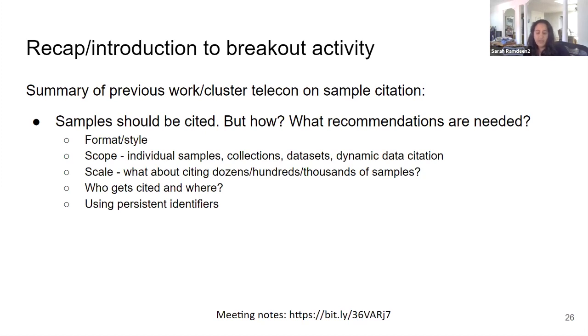Are you citing one sample? Well, that's easy. Are you citing 1,000 samples? Well, that gets a little bit more tricky. You can't just put them in a table in the paper. Who gets cited and where does it go? And then best practices for using persistent identifiers in that as well.